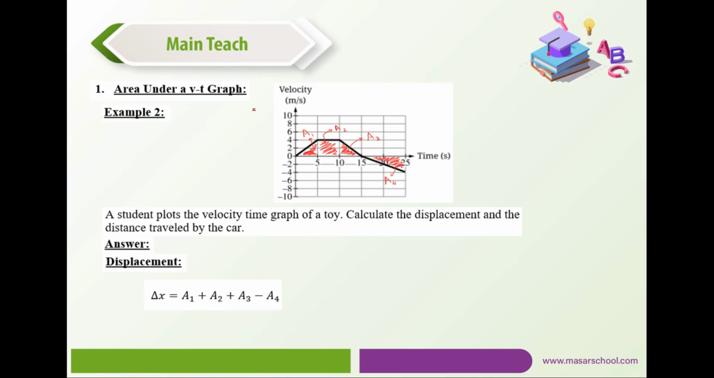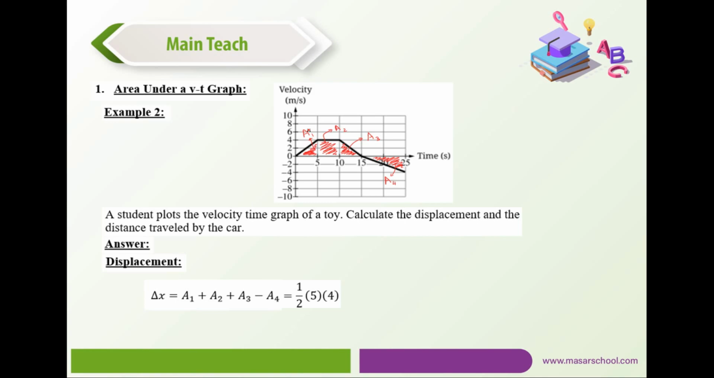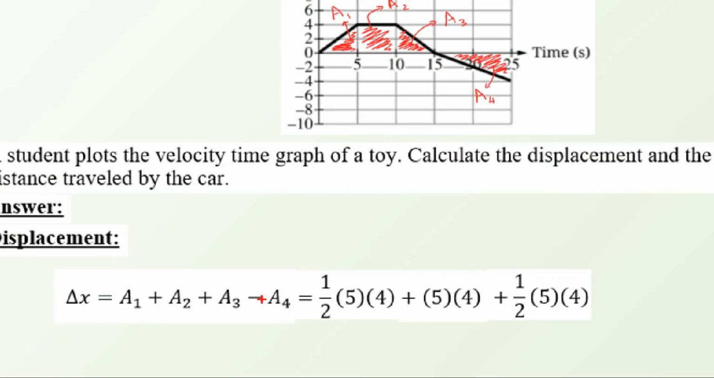In this case, the area A1 is a triangle of base 5 and height 4. And for the area A2, it's a rectangle of base 5 and a height 4. And for area A3, that would be of base 5 and height 4. Whereas we're now going to subtract the area A4, as mentioned here.